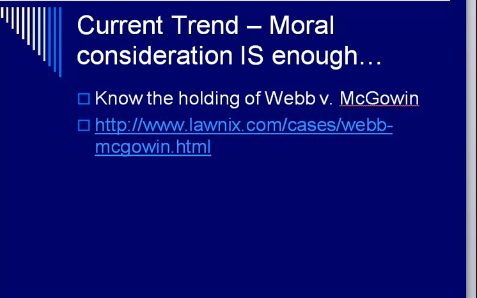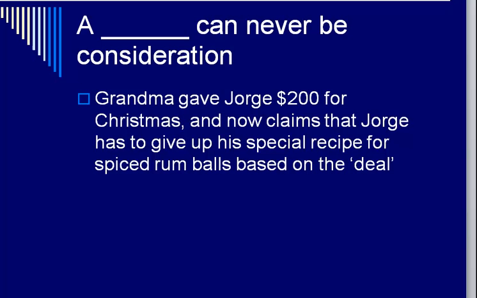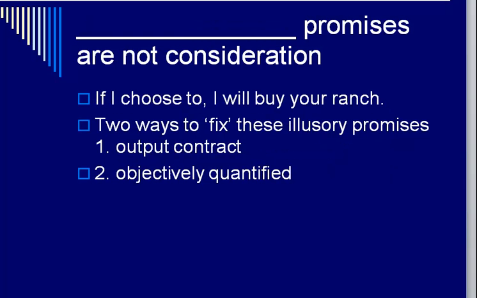So the upshot is, old rule, not enough. Current trend may be enough. If you want to argue it, go to Webb versus McGowan and make sure you understand that case, because I could easily test on that. How is this blank filled in? It should be a gift. A gift can never be consideration.